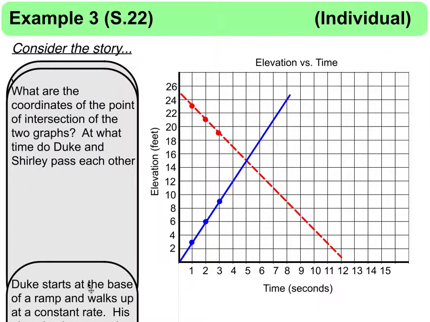So then the question is, what are the coordinates of the point of intersection of the two graphs? So when we look at that, if that location is at 5, 15, we would write 5, 15 for this intersection point right there. At what time do Duke and Shirley pass each other? That would be at 5 seconds, 5 seconds into that time frame.